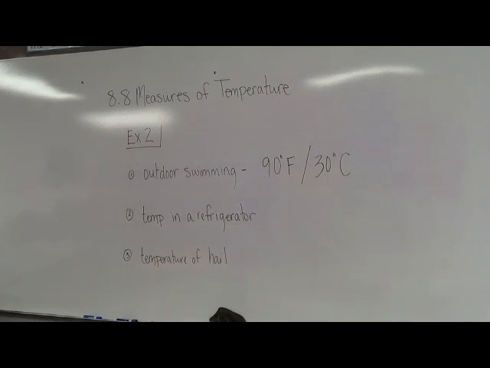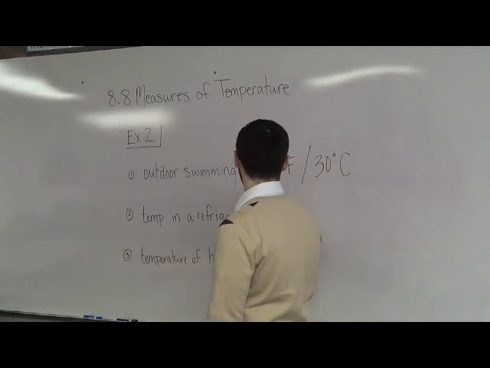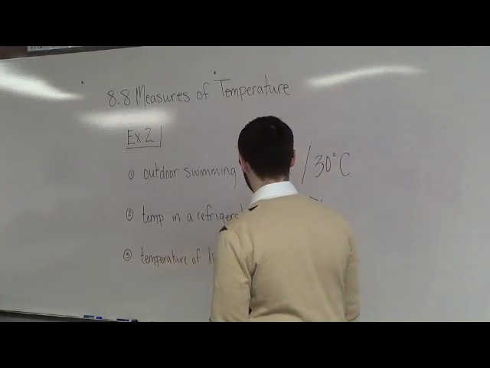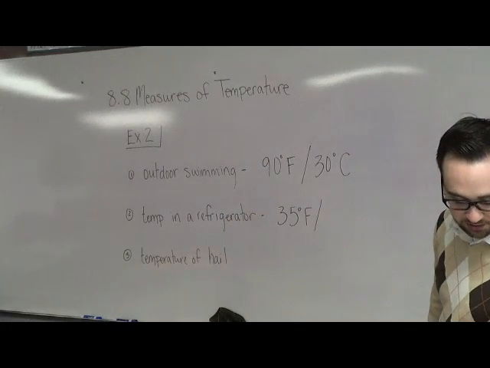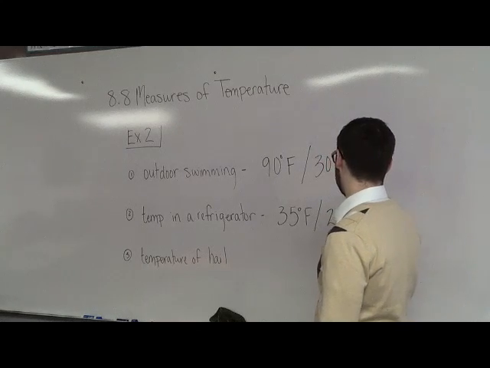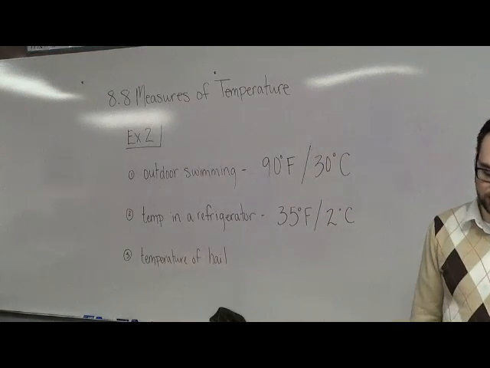For the temperature in a refrigerator, you don't want it to be freezing, so you don't want it below 32, but you do want it pretty cold in there. So I would say probably 35 degrees Fahrenheit is a good one for that. And then in Celsius, that means it would be close to about 2 degrees. Because again, you want it close to freezing, but not freezing.